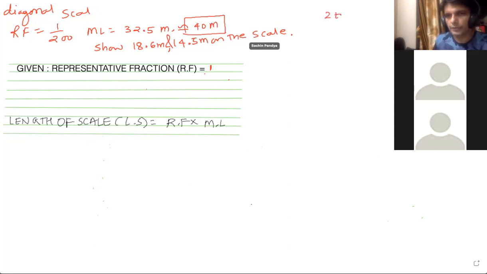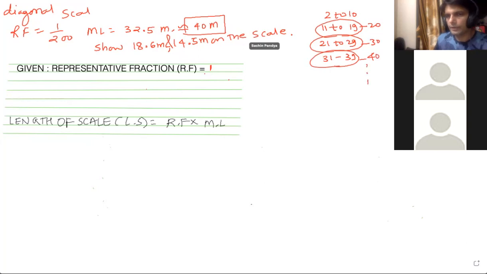Because I said, from 2 to 10 you can take. Then from 11 to 19, if it is there, then we'll take 20. Same way, 21 to 29, we will take 30. So 31 to 39, we will take 40. That way it will go on till 100. Then again 100 to 200. Matlab, if you have from 101 to 199, we'll take 200.